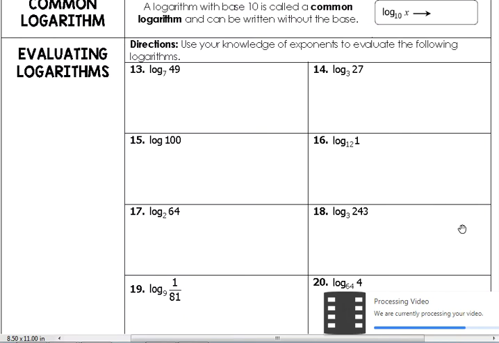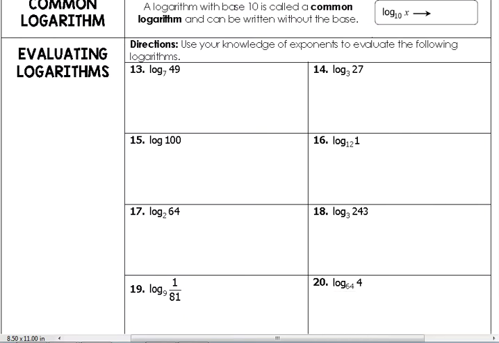The common logarithm, when the base of the logarithm is 10, we call that the common log, and we just don't write the base of 10. So log base 10 of x, we would just write as the log of x. Okay? So if you don't see a base on your logarithm, it's understood to be 10.